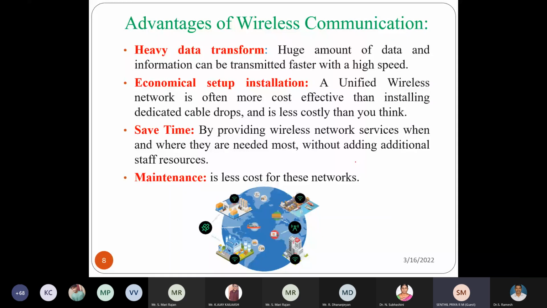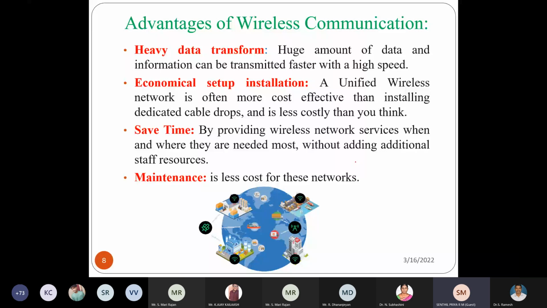That is implemented in wireless communication also, since we are going for a digitalized system. So here we have heavy data transfer. A lot of information can be compressed in wireless because we are digitalizing the system, and we can communicate faster, with high-speed systems also possible here. The next thing is an economical setup. In any wireless system, we have a transmitter section and a receiving section, and we communicate over the wireless medium through an antenna. Electromagnetic waves are transmitted from one place to another. So we save time. Wherever we go, our network follows. We are going for a digitalized system in all ways.